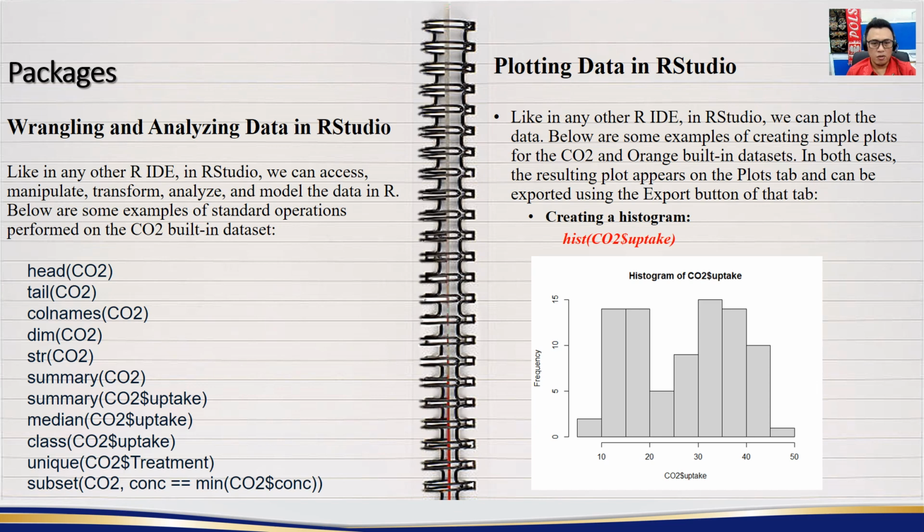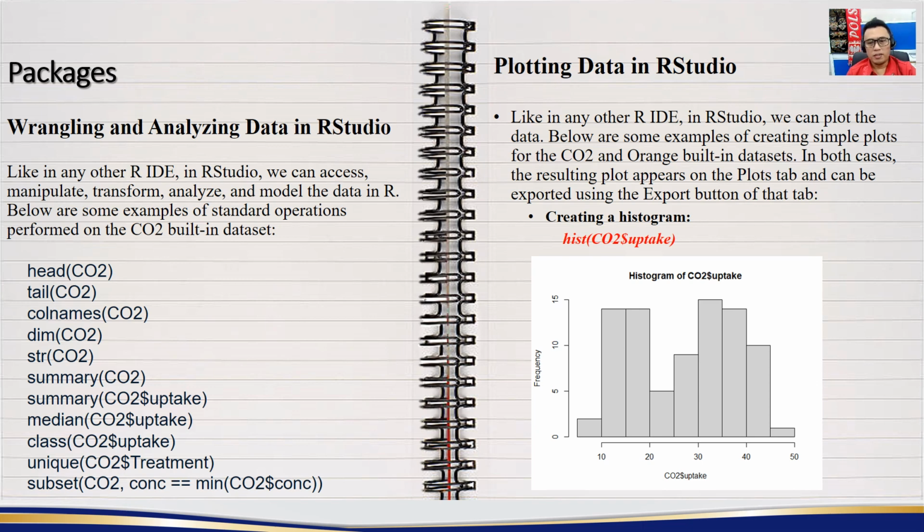Just try to use that in your RStudio by following these commands here. Then tell me what happened, by demonstration in the next meeting. What happened to these commands when we run them: head, tail, colnames, dim, str, summary of CO2, summary of CO2 uptake variable, then the median of CO2 uptake variable, the class of CO2 uptake variable, the unique of CO2 Treatment variable, then the subset of CO2 where conc equals the mean of CO2 conc variable.